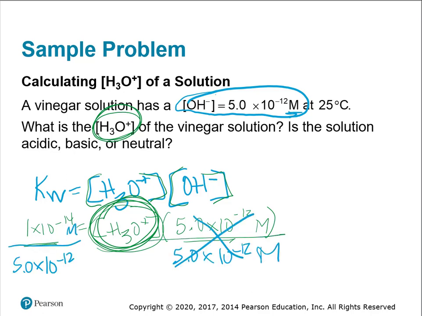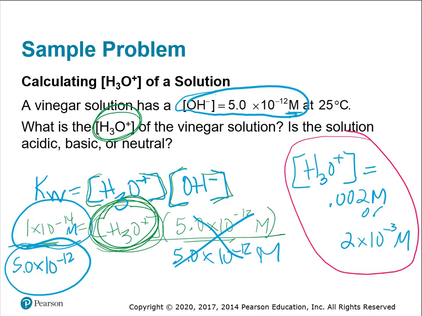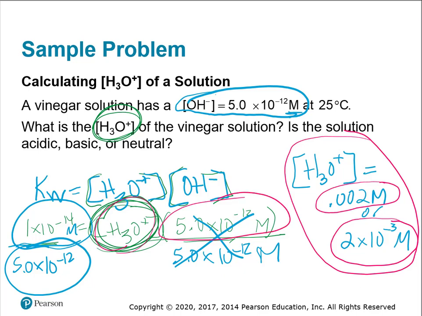So in your calculator, can you do 1 times 10 to the negative 14 divided by 5 times 10 to the negative 12? My calculator spit out 0.002, and we could write that in scientific notation, which would be 2 times 10 to the negative 3. And again, that's molarity, which is moles per liter. We could double check this by taking this answer and timesing it by 5 times 10 to the negative 12, and we should get 1 times 10 to the negative 14.